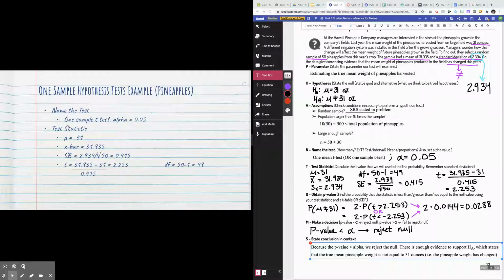Okay. For my assumptions, this is definitely a random sample. They state it in the problem. They say that they select a random sample of 50 pineapples. Okay. 10% condition, is the population larger than 10 times a sample? Yes, it is, right? Because you do 10 times the sample size, so 10 times 50, which is 500. That's definitely less than the total population of pineapples, because they say that we're dealing with a pretty large field here. Okay, and then my last condition is this a large enough sample? And yes, it is. My sample size is 50, which is definitely greater than or equal to 30.